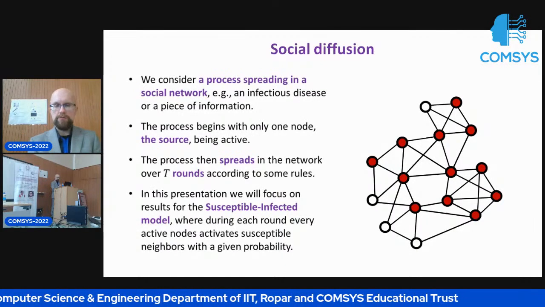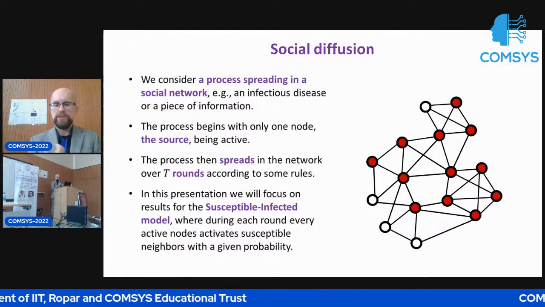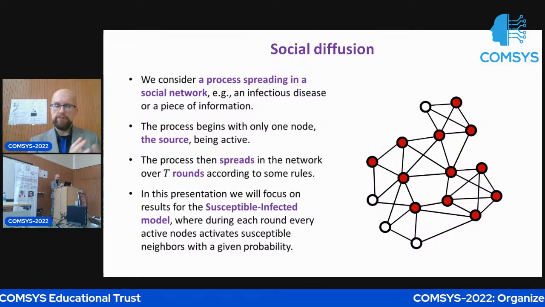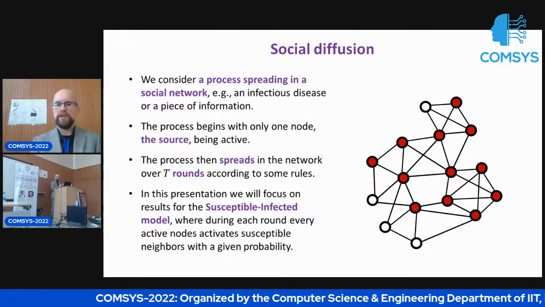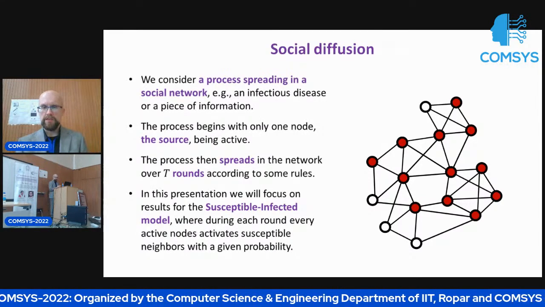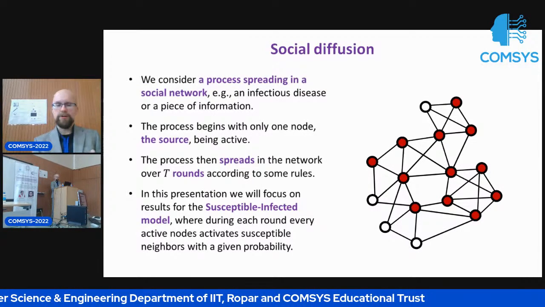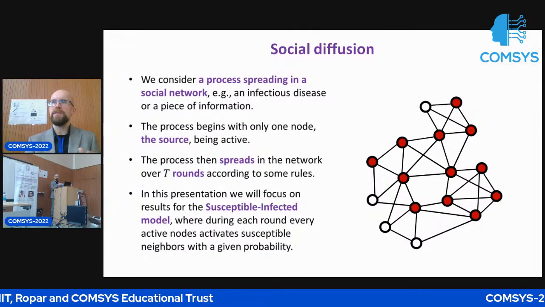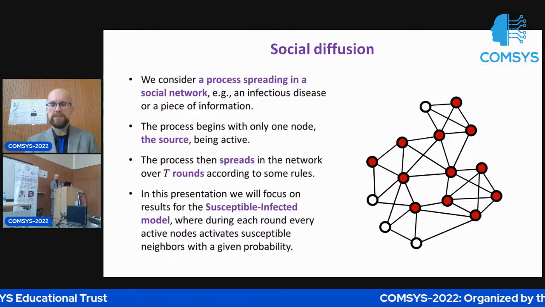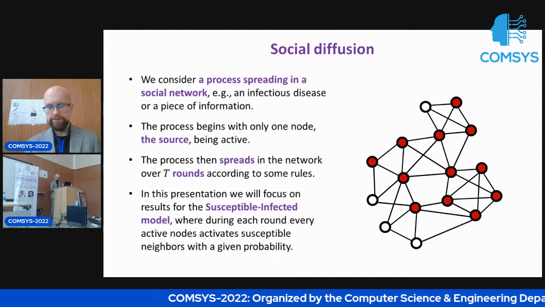In this presentation, I will focus on a very simple model, the susceptible-infected model, in which in every single round, out of a constant number of T rounds, each infected node tries to infect each of its neighbors with constant probability. So in a way, it is a bit similar to the independent cascade model that I presented an hour ago. However, the independent cascade model ended when we ran out of new infections. This model just goes over a set amount of time, over T rounds.